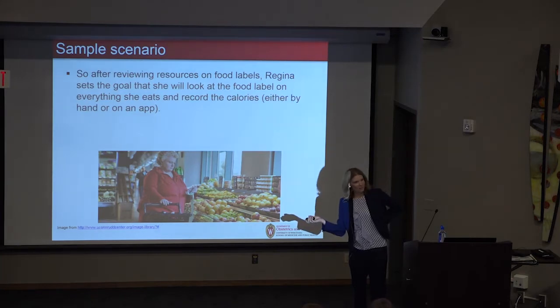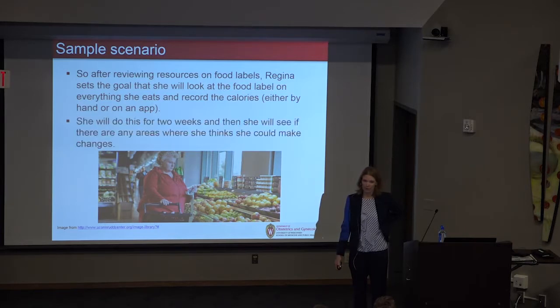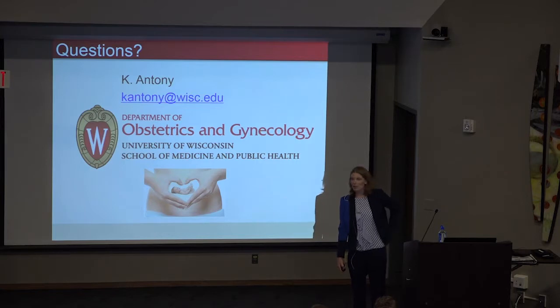So going back to Regina, after reviewing resources on food labels, she sets the goal that she'll look at food labels on everything she eats and record the calories either by hand or on an app. She'll do this for 2 weeks and see if there are any areas where she thinks she can make changes. And I'm now open to questions.